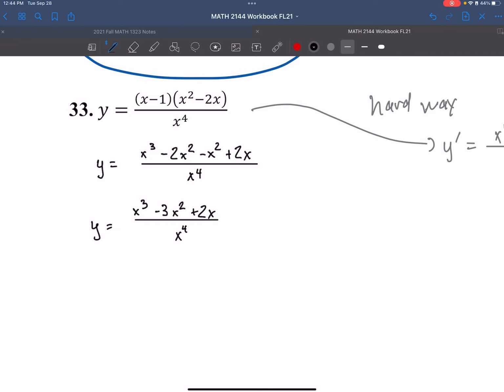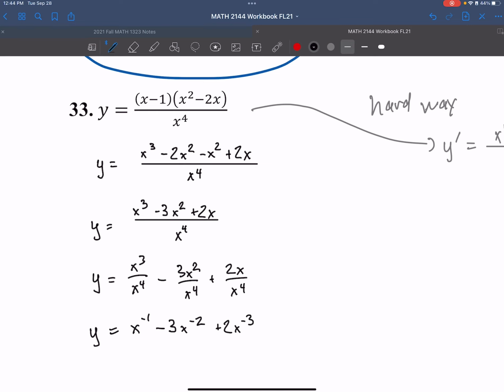Whenever you have a fairly simple denominator, remember that the denominator divides by each thing in the numerator. So again, no calculus yet. Just rewriting this as x cubed over x to the fourth minus 3x squared over x to the fourth plus 2x over x to the fourth. And some basic algebra gives you x to the minus 1 minus 3x to the minus 2 plus 2x to the minus 3. Do I even need the quotient rule here?